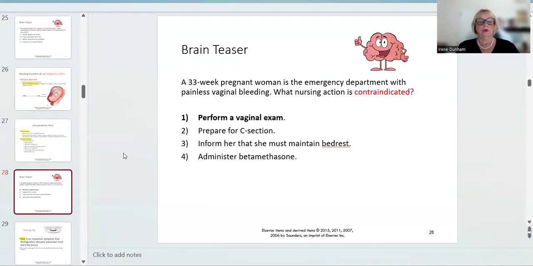So let me go to another brain teaser. And then I'll give you a 10-minute break in just a minute. A 33-week pregnant woman is in the emergency department with painless vaginal bleeding. Okay. What nursing action is contraindicated?